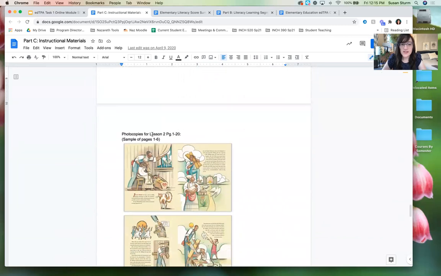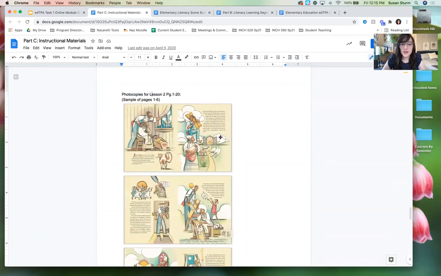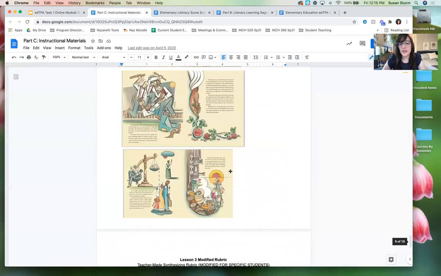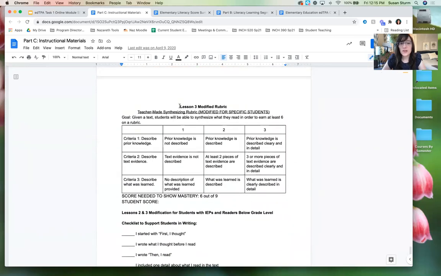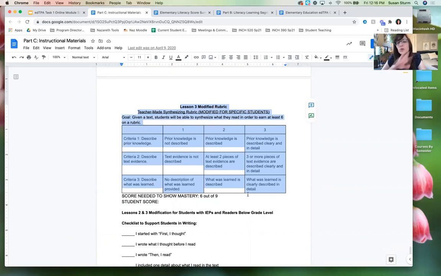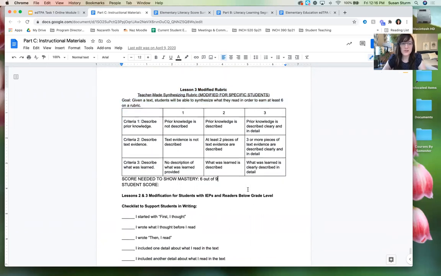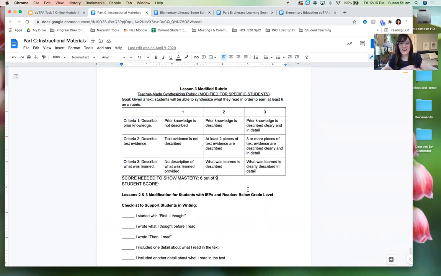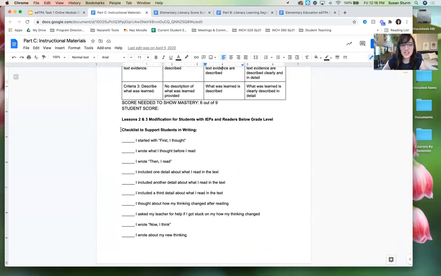And then you can see lesson 2 is here. So she is providing the pages for lesson 2. Here's her lesson 3 materials, and this includes the rubrics. So again, rubrics shouldn't be part of your instructional materials, although she's kind of teaching the students how to score herself. So maybe this is helpful. Mastery is a 6 out of 9. Here's that checklist to support the students in their writing. This would definitely appear as instructional materials, and this is for lessons 2 and 3.